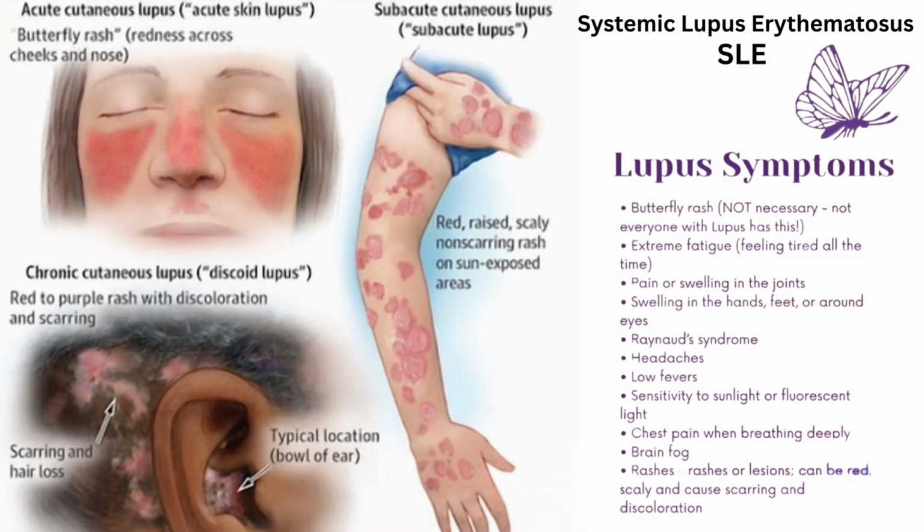Basic labs and organ screens include a complete blood count for cytopenias, ESR and CRP for inflammation, LFTs, renal function, urinalysis, and urine protein quantification. Urinalysis should be done at every visit if SLE is active, as it detects early kidney involvement.